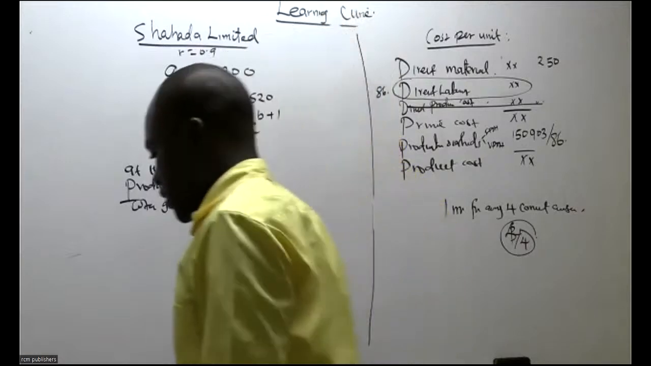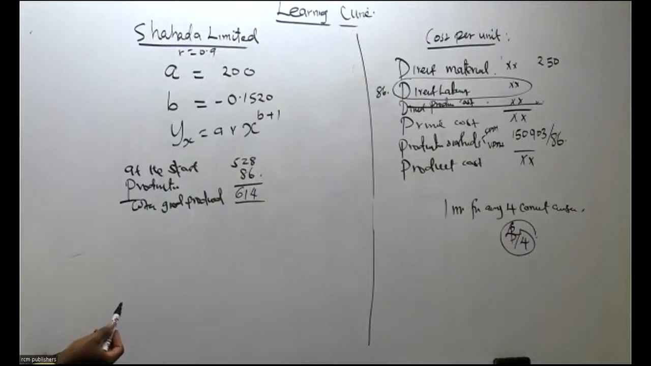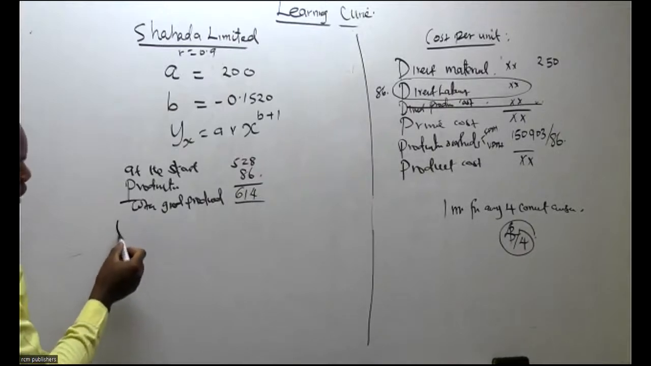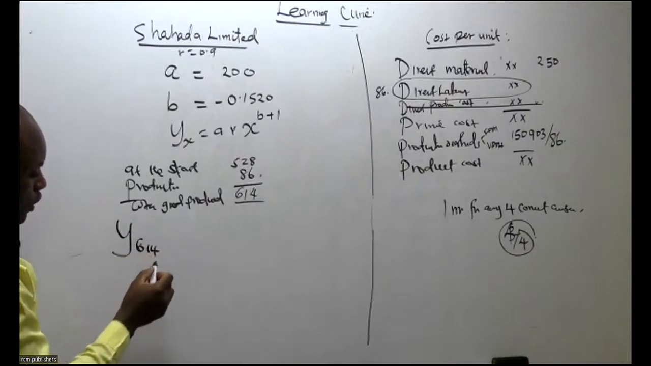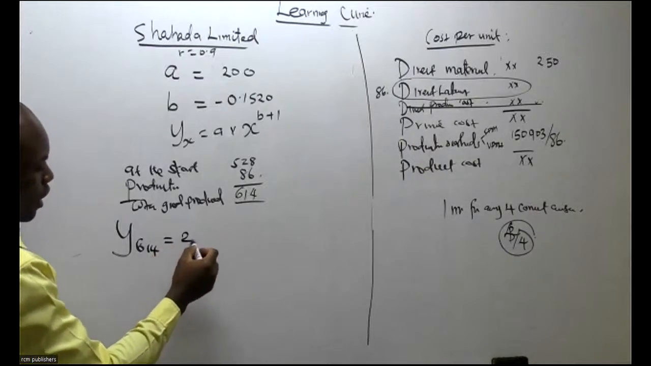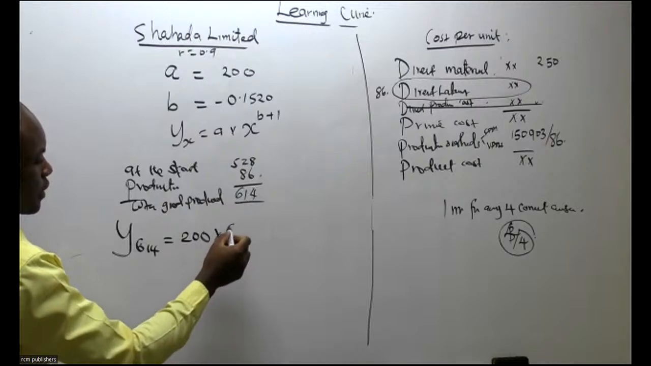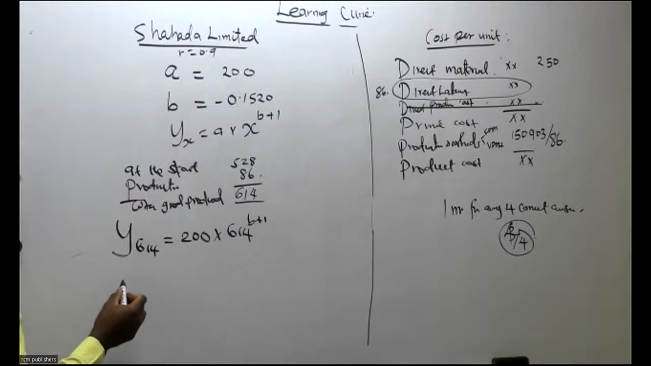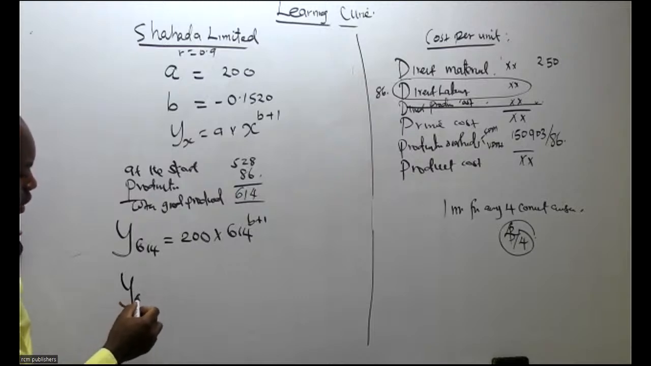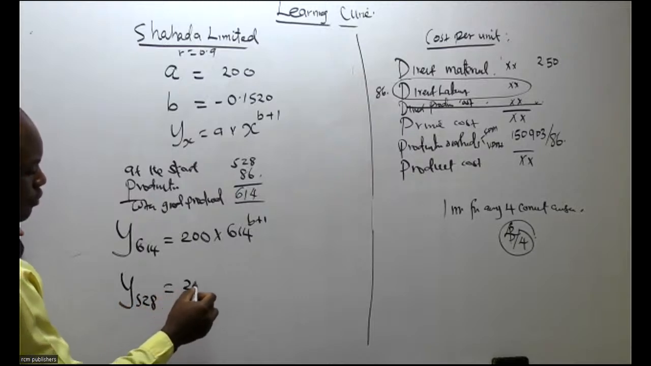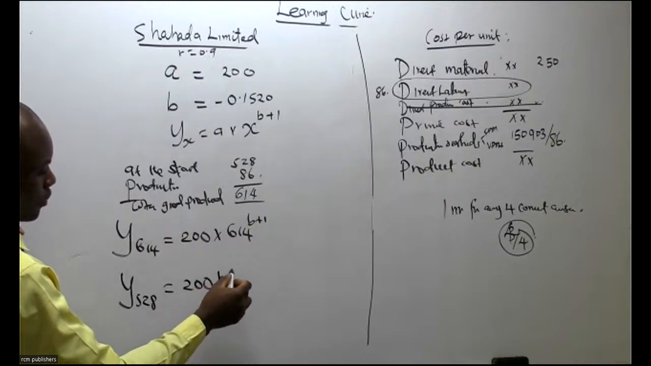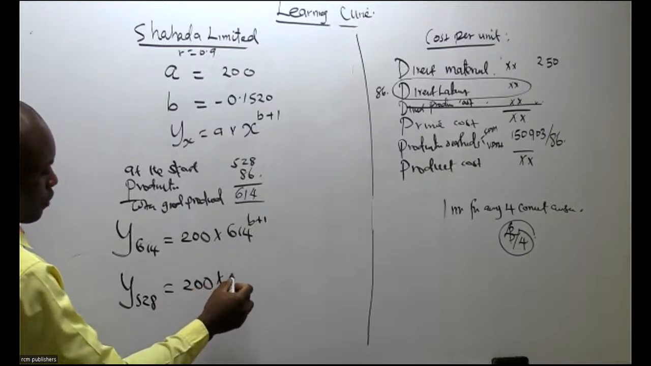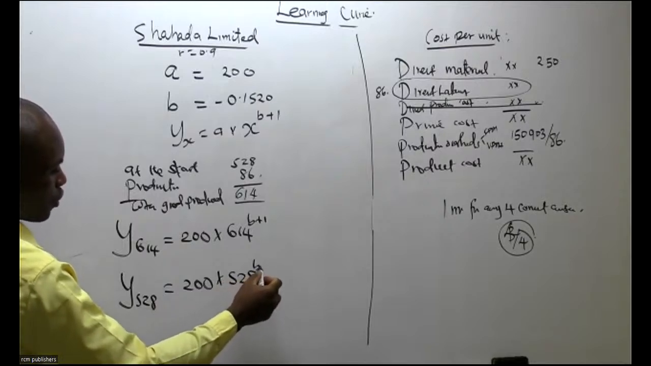So look at it. How do I get the total time taken to produce 86 units? It will be time taken to produce the first 614 units, which is the time taken to produce the first unit times 614 raised to power b plus 1. Then I need to get the time taken to produce the first 528 units.